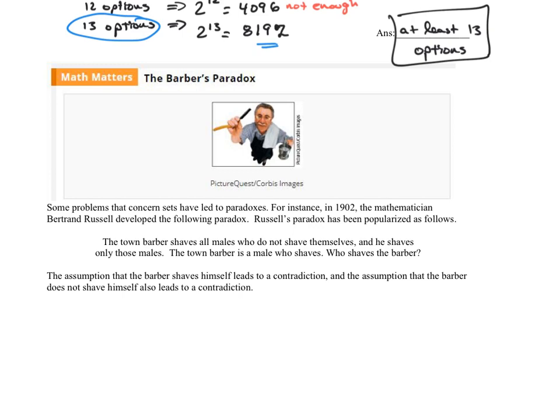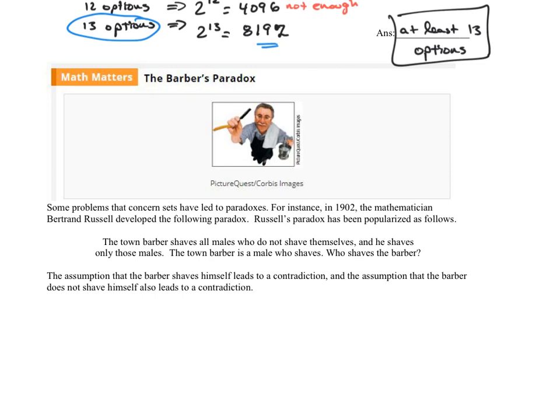It says, the town barber shaves all males who do not shave themselves, and he shaves only those males. So he shaves all people who do not shave, and he shaves only those people. So it says the town barber is a male who shaves. So who shaves the barber? So read that again. The town barber shaves all males who do not shave themselves and shaves only those males. The town barber is a male who shaves. Who shaves the barber?